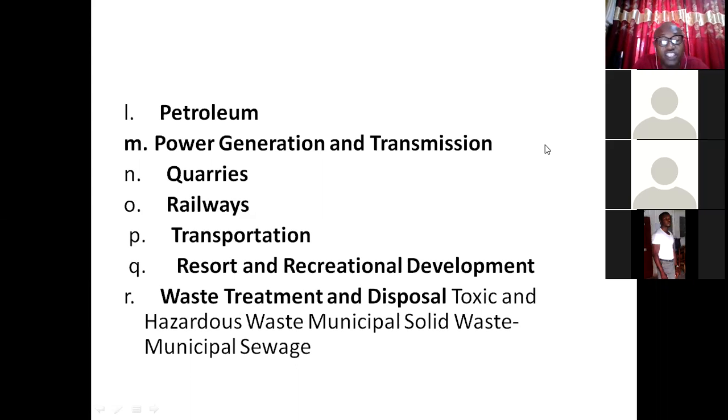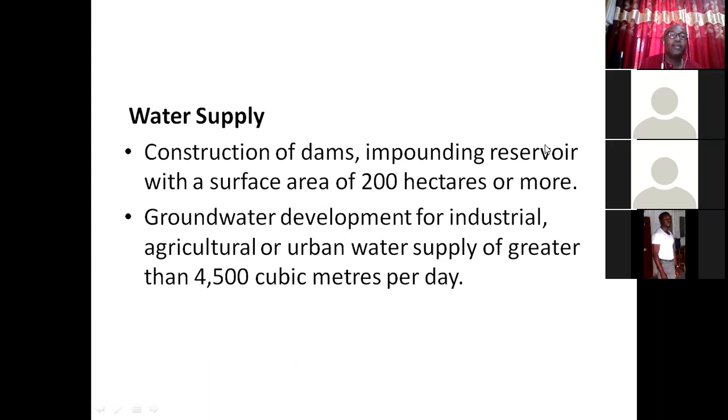If you want to do a waste treatment facility, whether for hazardous or municipal solid waste, you must also do an EIA. Water supply: if you want to construct a dam, or make a reservoir with a surface area of 200 hectares and above, you must also do an EIA. If you want to do an urban water system where you extract water from the ground in excess of 4,500 cubic meters per day, EIA is very, very important.